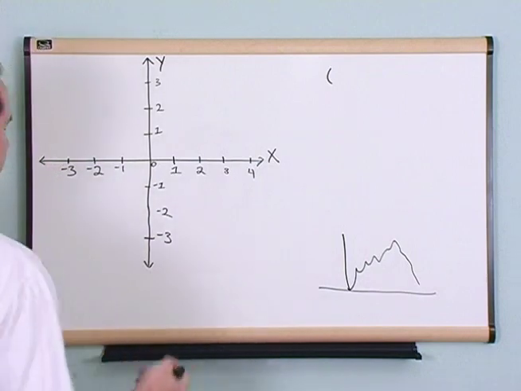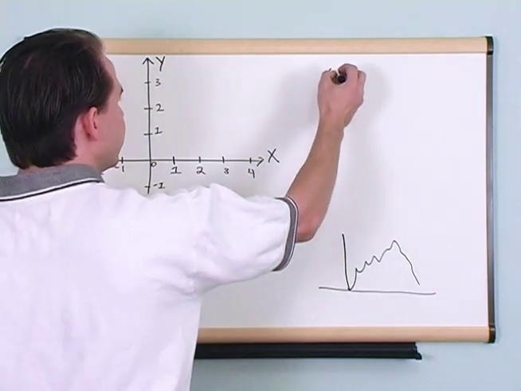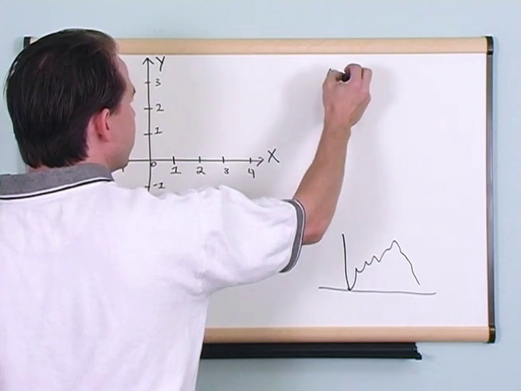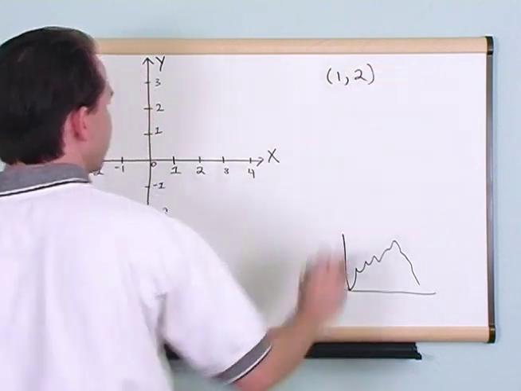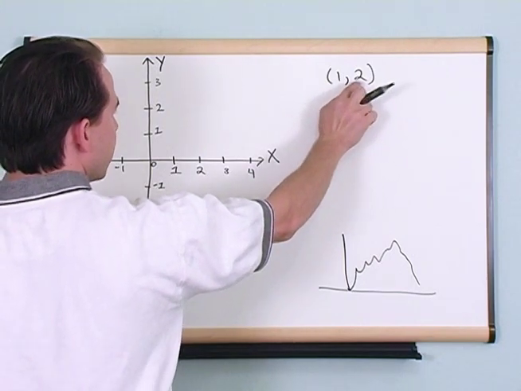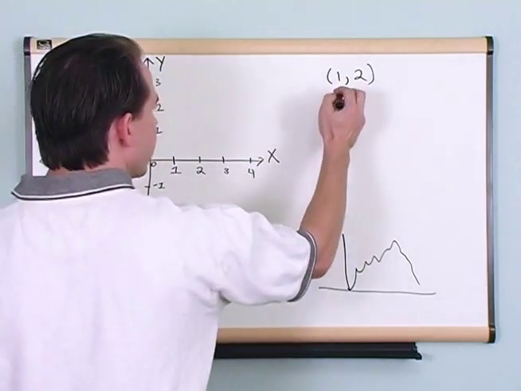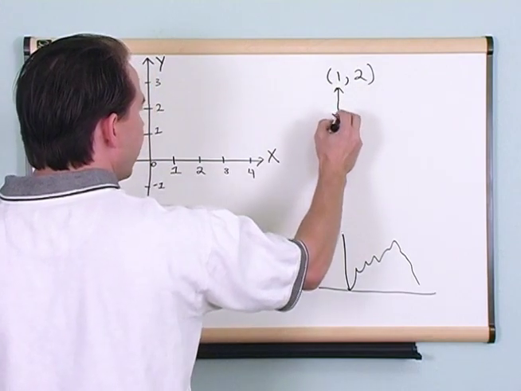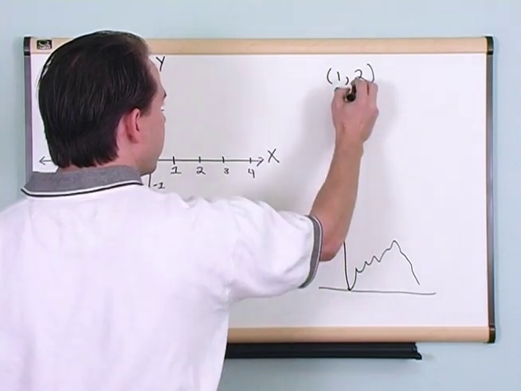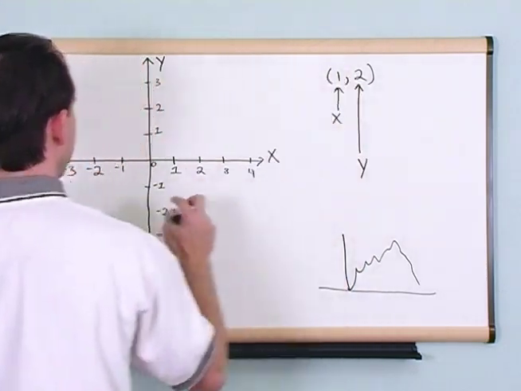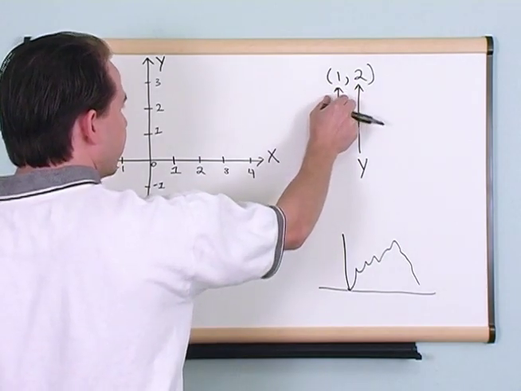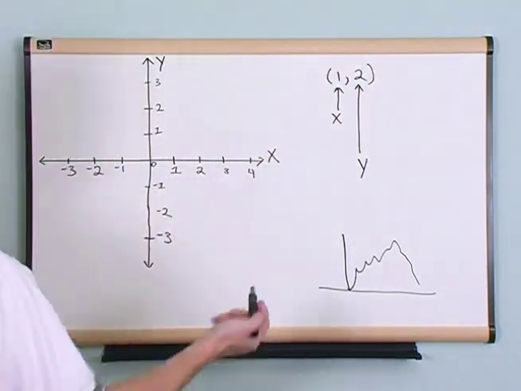And just for fun, I'm going to say for this pair of numbers, I'm going to have 1, 2. When you write numbers in parentheses, a number, comma, then another number, the first number is always x, which is this horizontal axis here. The second number is always y, which is this axis right here. So you always write them in terms of x first, comma, y second. So it's very easy to use this.